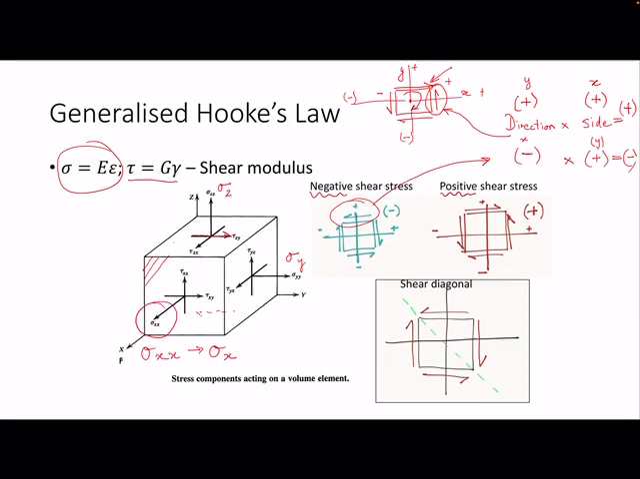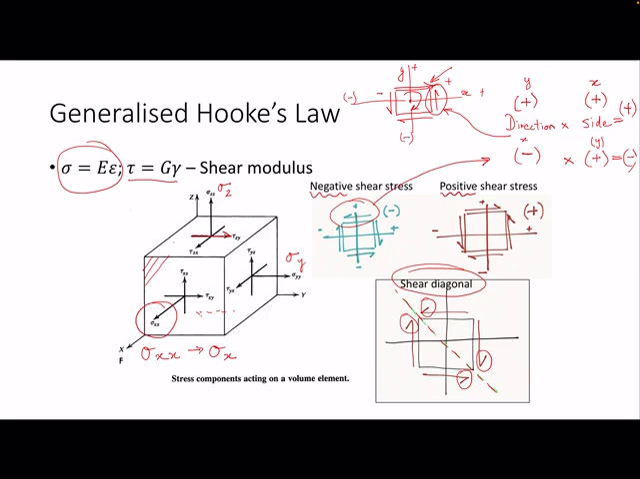Okay, the other thing that we need to do is just define the shear diagonal. The shear diagonal is, if you look at the arrowheads of the shear stresses, there's an arrowhead, there's an arrowhead, there's an arrowhead, and there's an arrowhead. So you draw a line through the arrowheads, and that will be your shear diagonal.